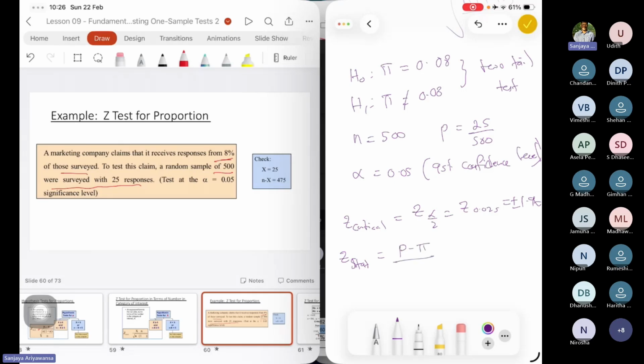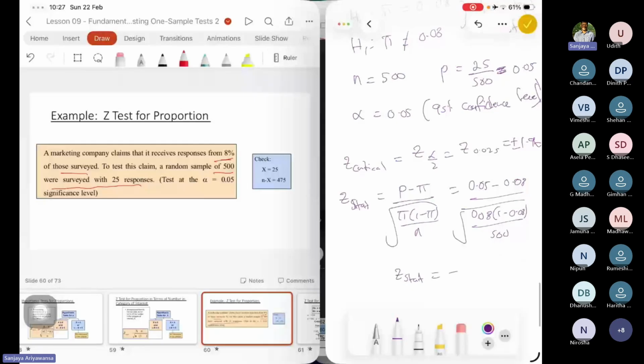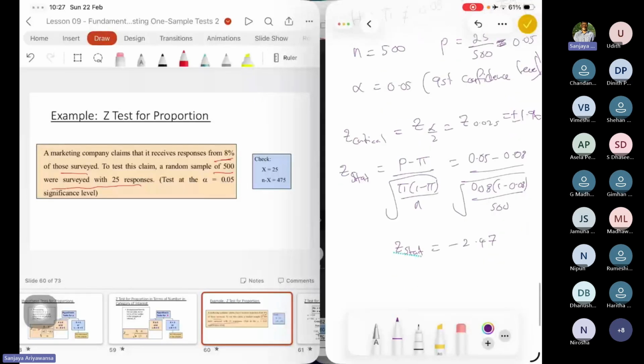P minus pi divided by the square root of pi times 1 minus pi over n. What is P? P is 25 divided by 100, which is 0.05. So 0.05 minus pi. We are claiming it to be 0.08. 0.08, 1 minus 0.08, divided by the sample size of 500. So this will give me a value of negative 2.47.